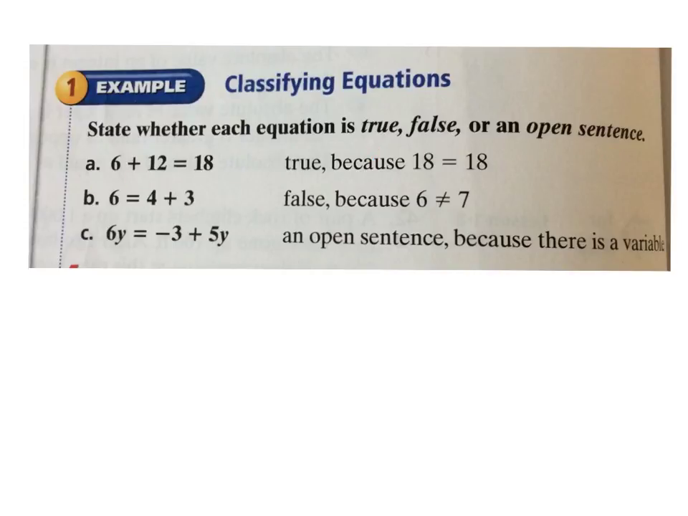And here, 6 plus 12 equals 18. Well, that's true because 6 plus 12 does equal 18. The second one here, B, 6 equals 4 plus 3. Well, that's not true because this side is 6 and this side is 7. So this is a false statement. And C, 6y equals negative 3 plus 5y is open because there's a variable and I have not yet given you a solution, or you haven't found one. So currently it's just considered open.